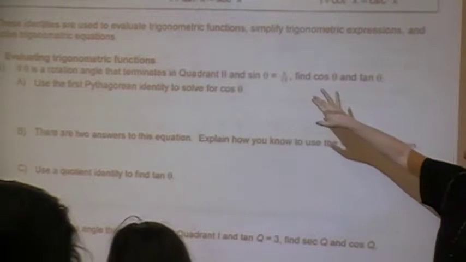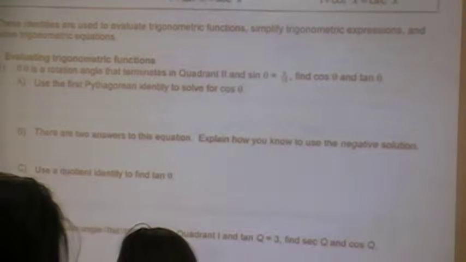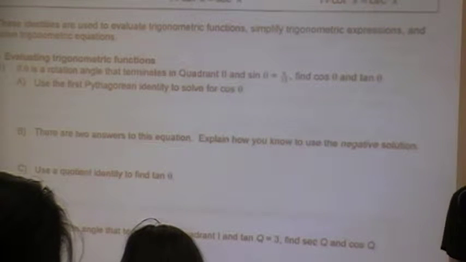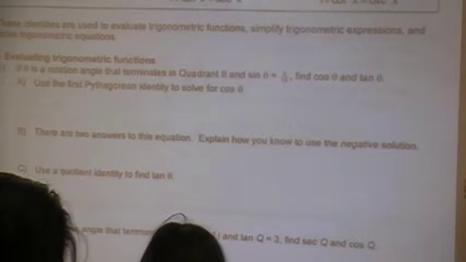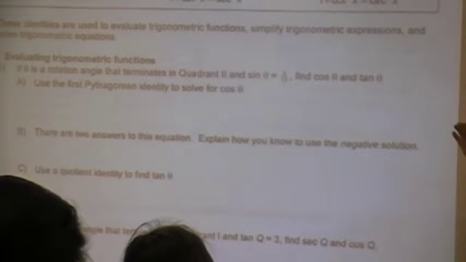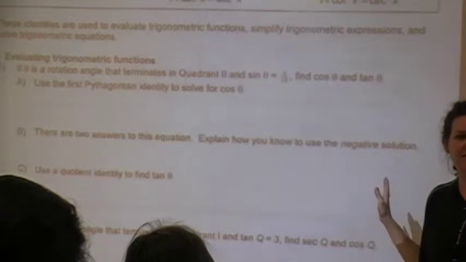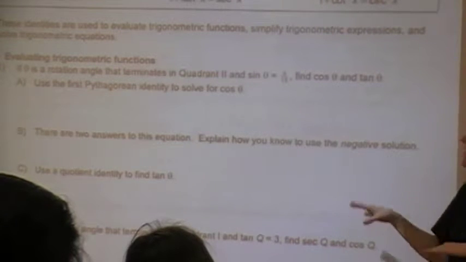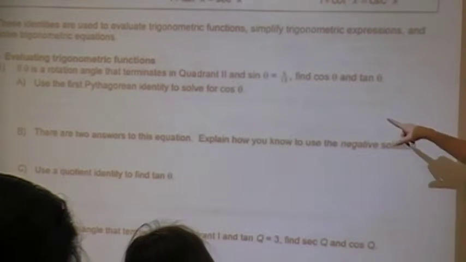Okay, so this is how and why and when we're going to use them. We're going to use them to evaluate trigonometric functions. On number 1, if theta is a rotation angle that terminates in quadrant 2 and sine of theta is 5 over 13, find cosine of theta and tangent of theta, using identities. We already know how to do this the simple way: set up a quadrant grid, draw an angle through a certain point, and find all the sides. But they don't want us to do it that way. Instead, they want us to use the Pythagorean identity to solve for cosine.